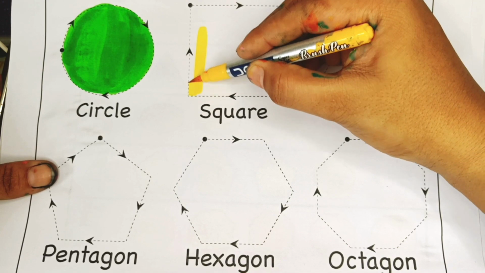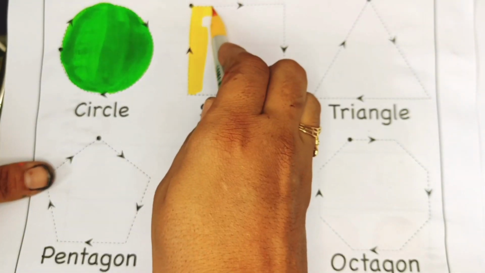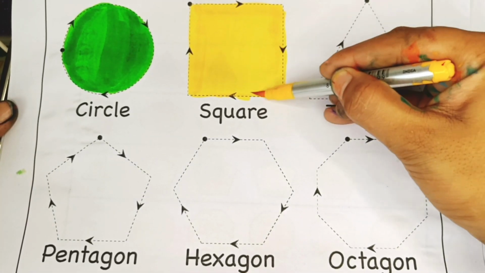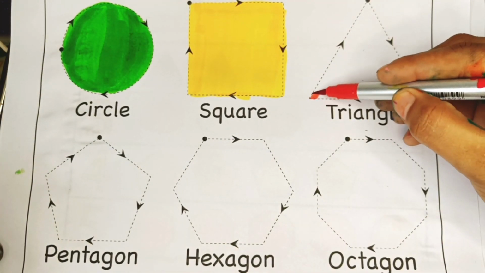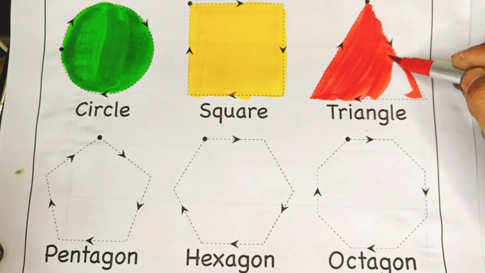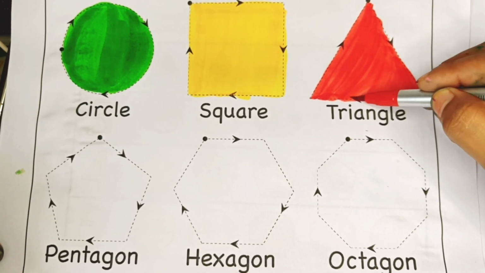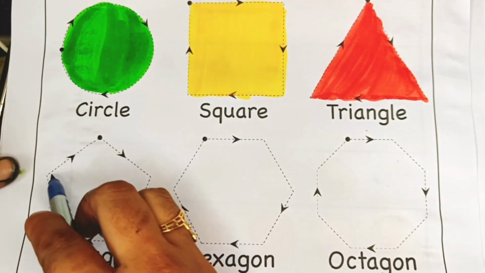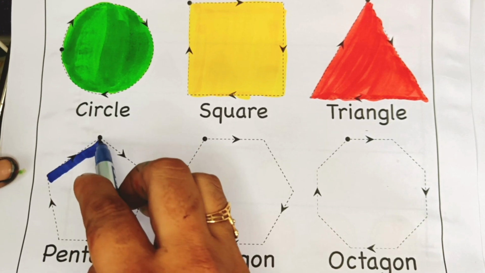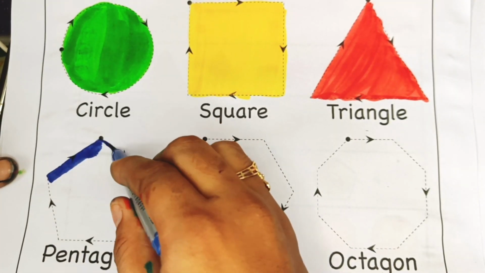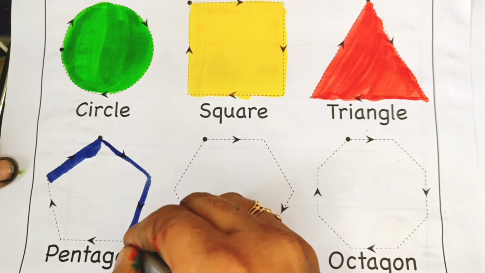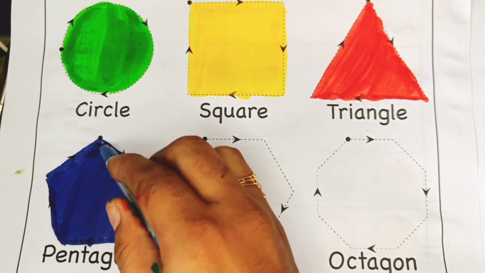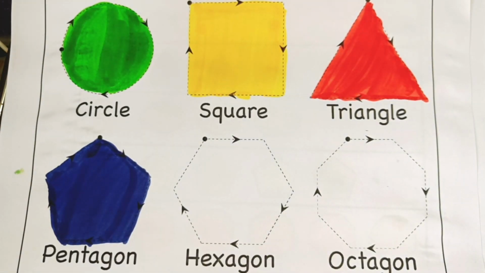Square. Red color, triangle shape. Blue color, pentagon shape.